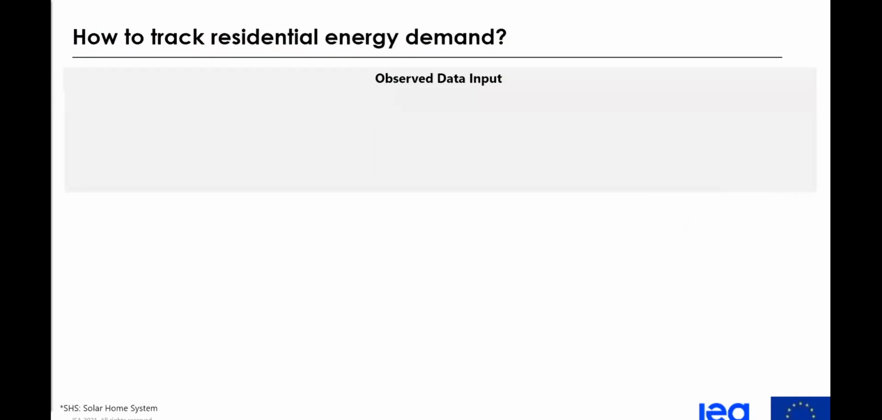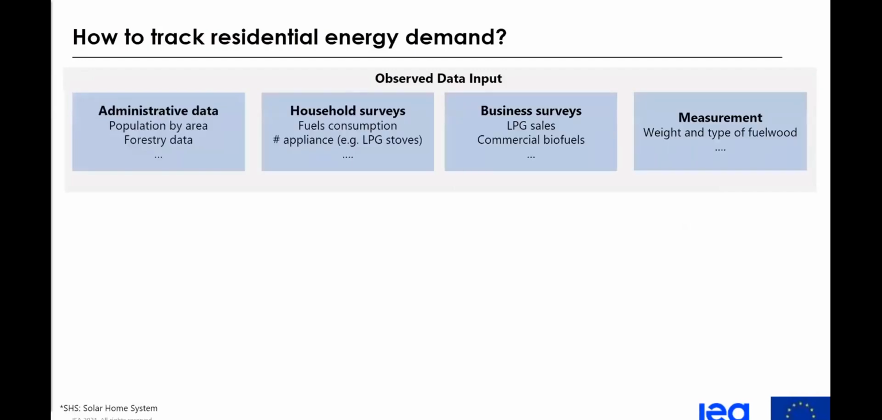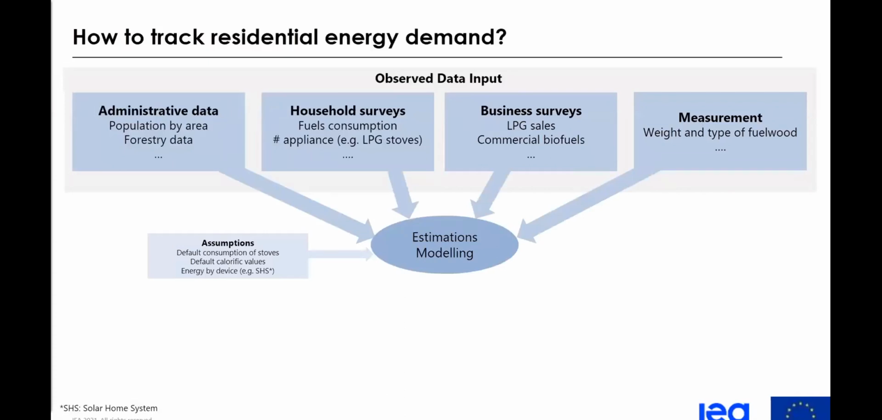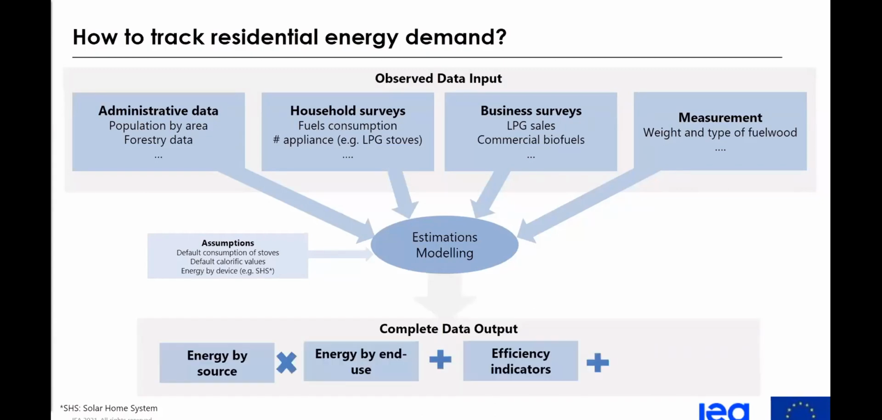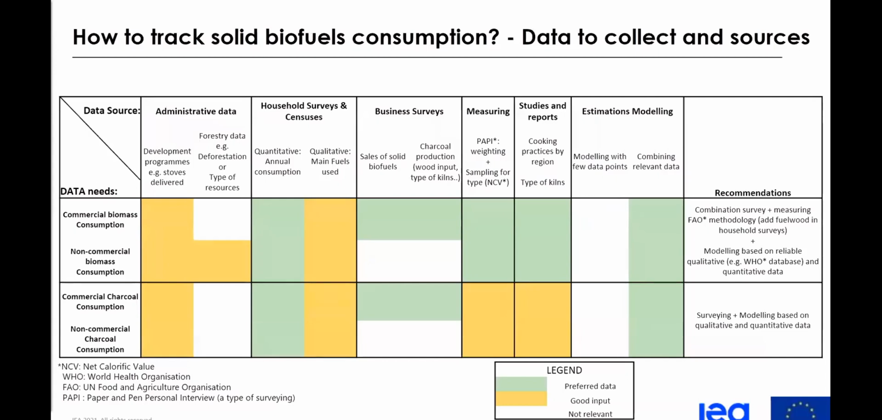Now, let us see what tools we have at our disposal to establish a methodology or an action plan to track residential consumption and biofuels demand. For the observed data inputs, we can find information from administrative data, surveys, and measurement. Using those inputs with some assumptions of calorific values, consumption of stoves, and energy by device, we can derive some estimations using modeling in order to have complete data output for energy by source, by end use, and also calculate indicators. Let's see a bit more the tools and data needs.